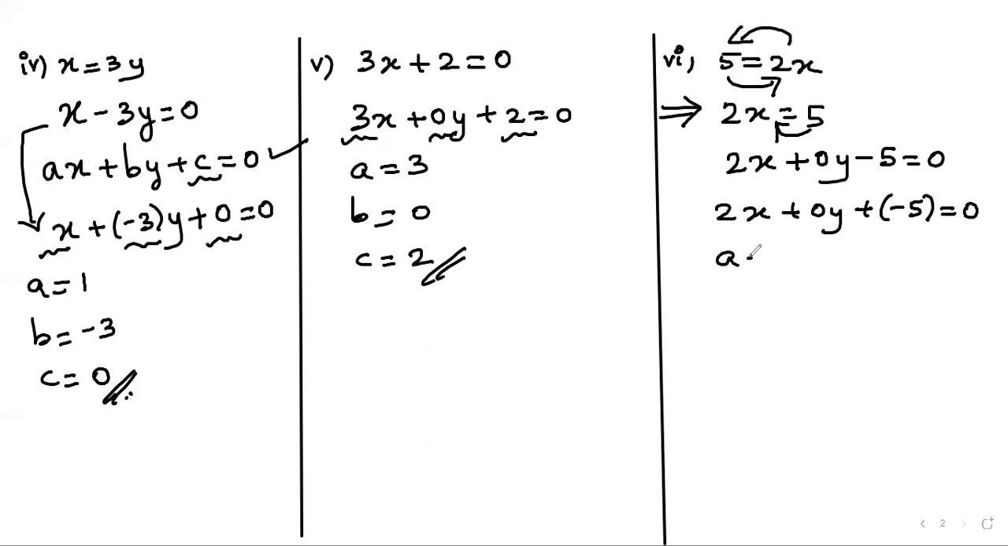Now compare the equation. What is a? Say along with me. The x coefficient is 2, so a is 2. What is b? The y coefficient is 0, so b is 0. What is c? The constant, which is not having x and y, that is minus 5. So this is the required answer.